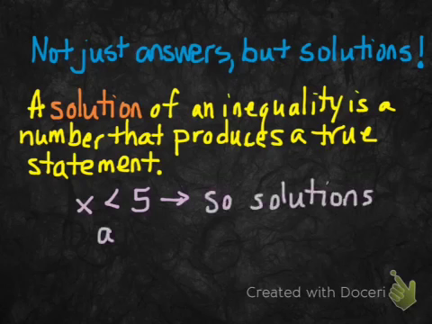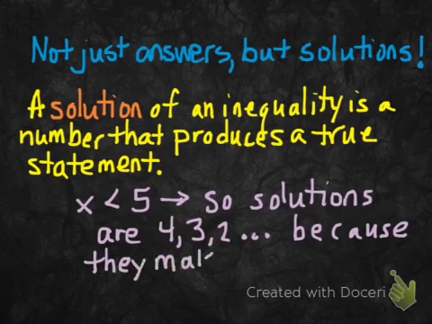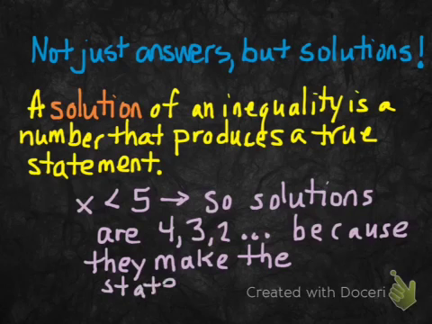So for example, we have x is less than 5. Possible solutions for x is less than 5 would be 4 or 3 or 2, and then you have those 3 dots after it. Those 3 dots indicate "and everything less than 2." So possible solutions are 4, 3, 2, and everything else less than 2. Those 3 dots mean "and everything else going in that pattern." And those are all possible solutions because they make it true.